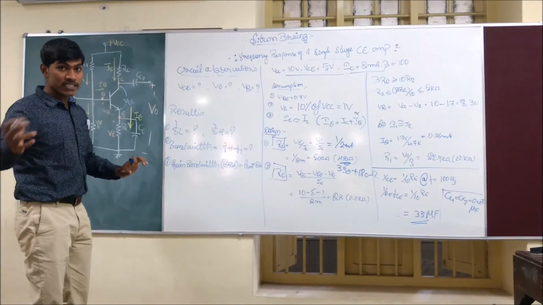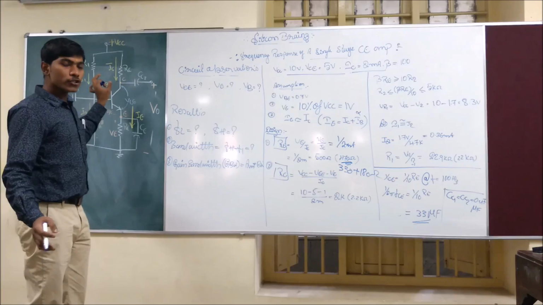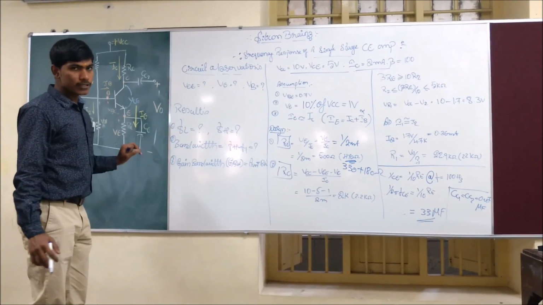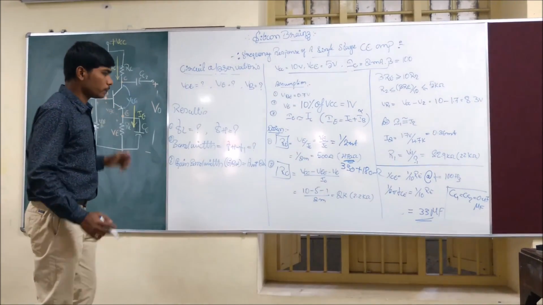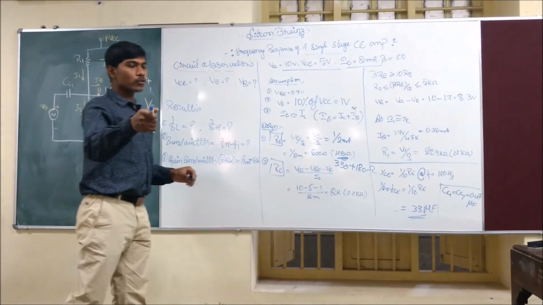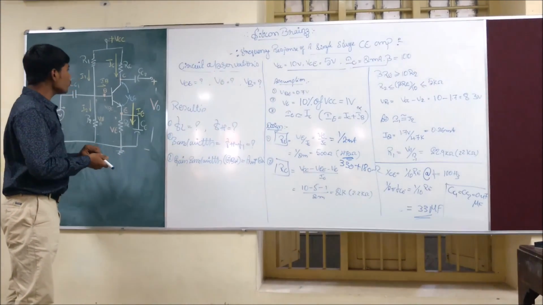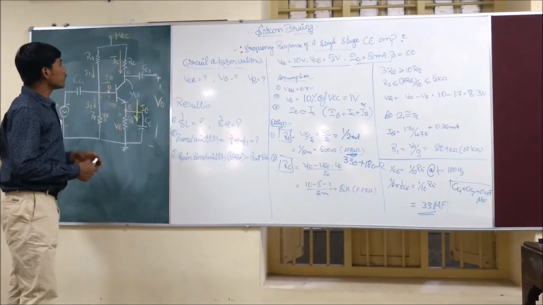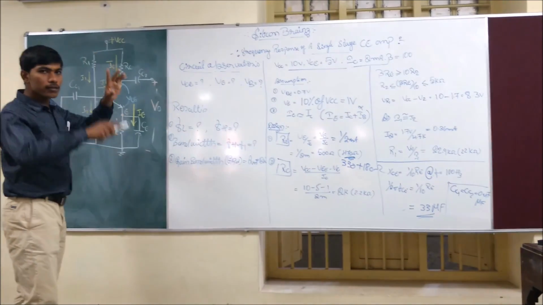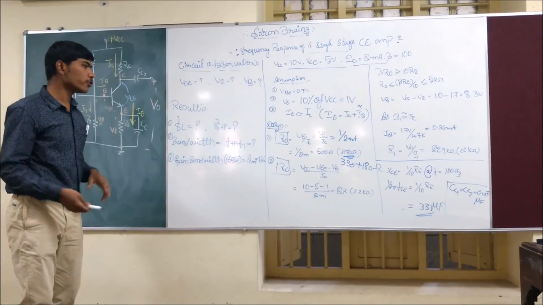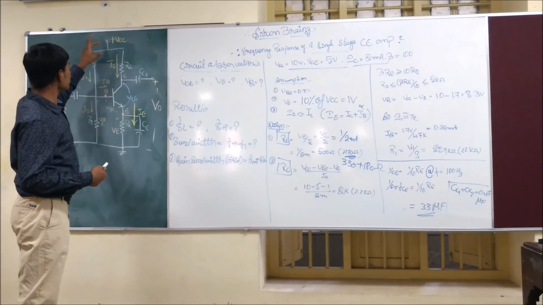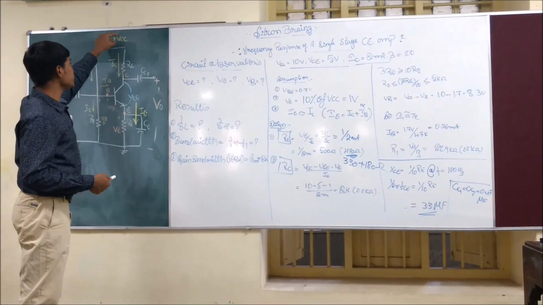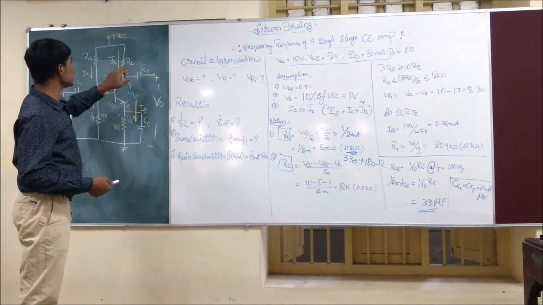Except for the external load, there should be a load with the transistor. That means the amplifier has a load. How can we design that load? Let's apply KVL. What is KVL? The total loop voltage must be equal to 0. This is my source VCC, then IC into RC.